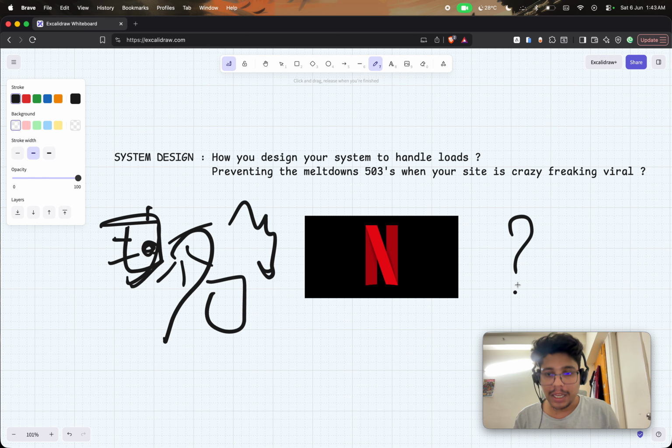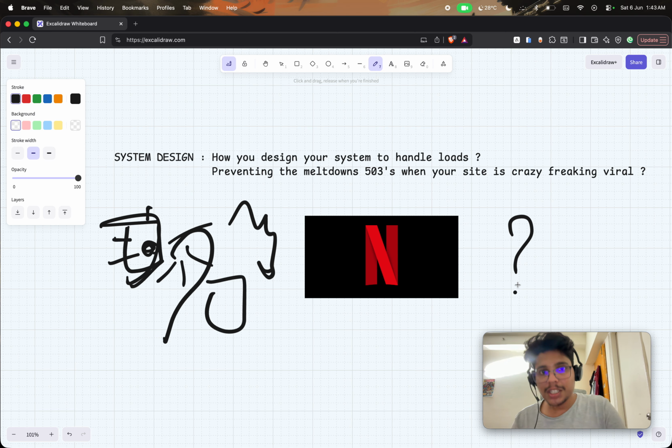This was a case from the 90s actually, and that's when people realized we have to think about how to scale a system in a proper fashion. In that context, system design evolved: designing the system to collaborate and work. This is called system design.